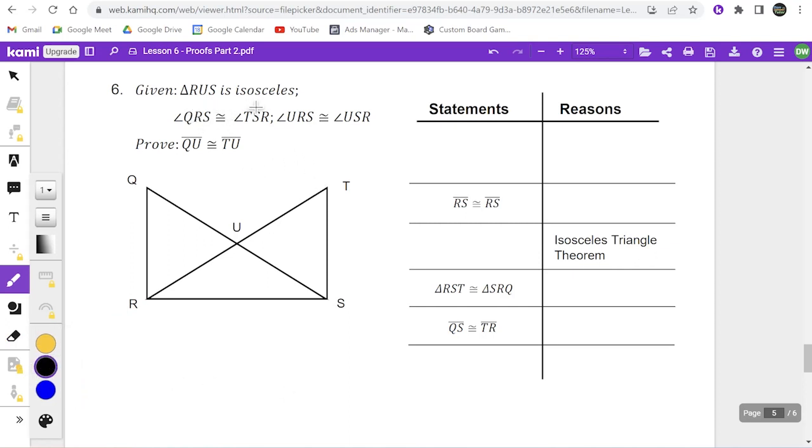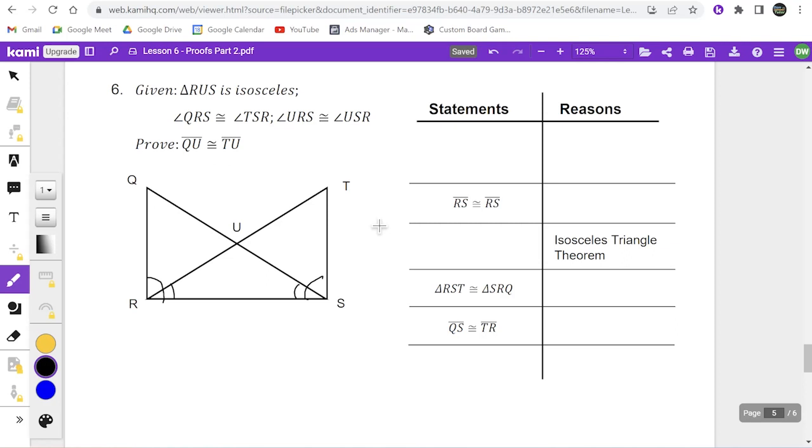Given RUS is isosceles, that's this one in the middle, and angle QRS, where's QRS? That's this one right here, the big one, is congruent to TSR, that's this one right here. Remember, that is not a right angle. I cannot say it's a right angle because nowhere does it say it's perpendicular, nowhere does it say it's a right angle. It's not a right angle, but they are congruent, and that's all I care about. And then the next line, angle URS, this one right here, I'll put 2 tally marks, is congruent to USR. Again, I'll give 2 tally marks. And I need to prove QU is congruent to TU.